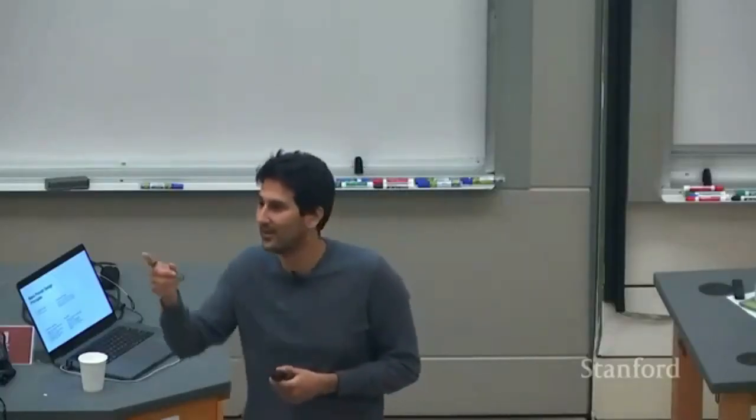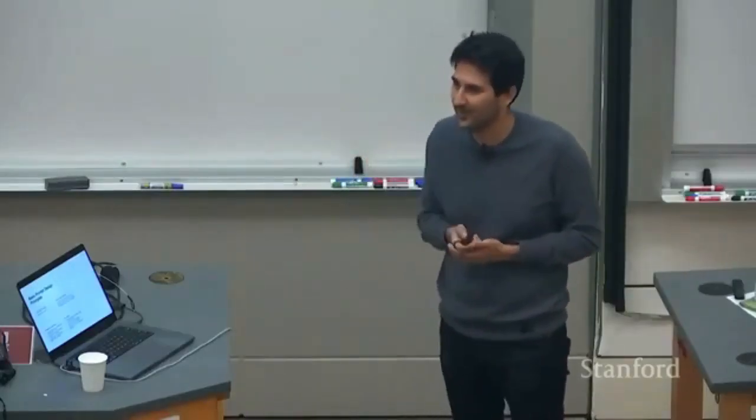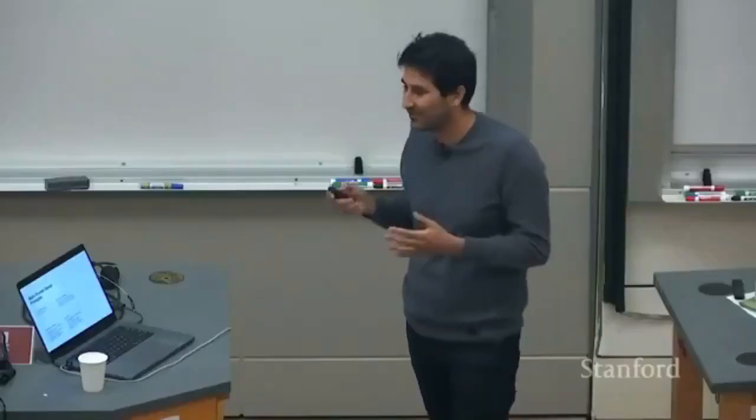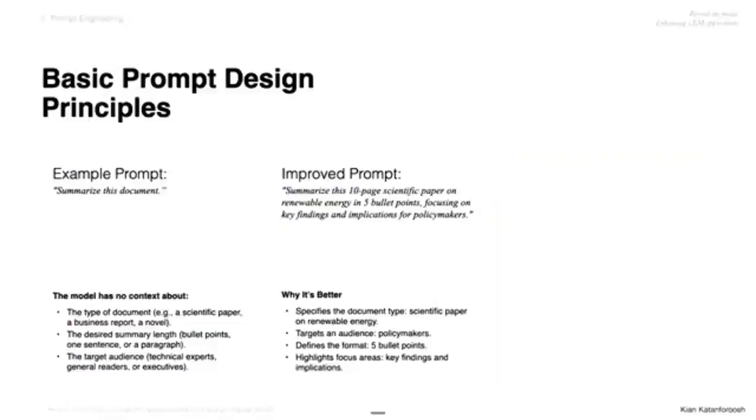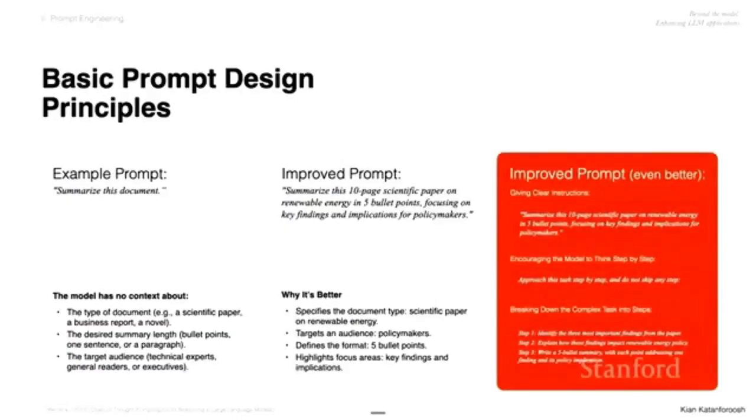What else? Yeah, break the task down into steps. Okay, break the task down into steps. Do you know how that is called? No. Okay, chain of thought. This is actually a popular method that's been shown in research to improve results. You could give a clear instruction and also encourage the model to think step by step: approach the task step by step and do not skip any step.